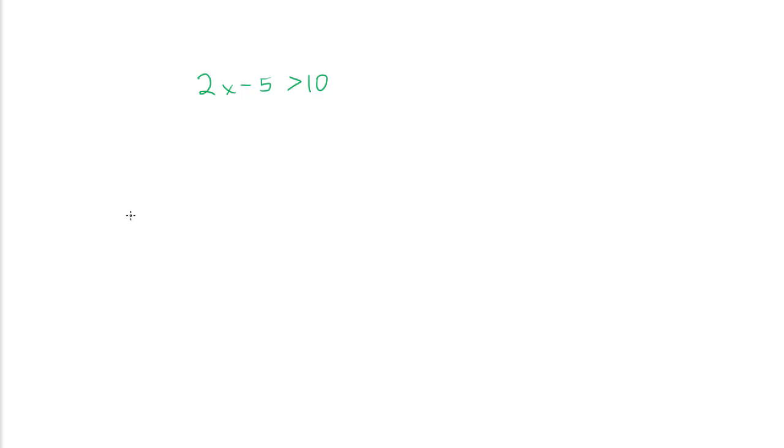Up until this point, we've only been looking at equations. But what if one side is not equivalent to the other side? We have an inequality as opposed to an equation. For example, 2x minus 5 is greater than 10. Well, generally we solve this the same way we would an equation.